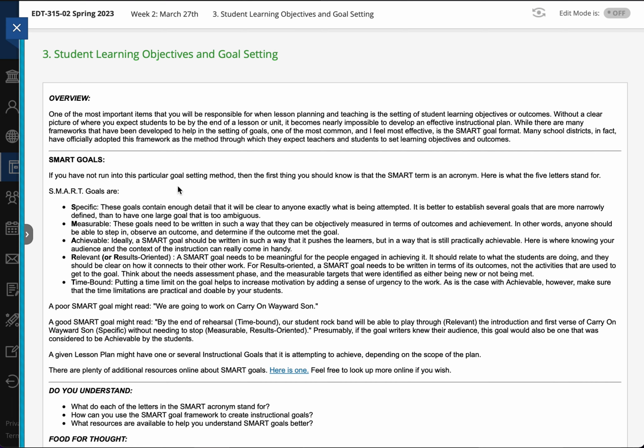In terms of instructional goals, there are a couple of frameworks out there that are useful. By far, the best one I have found, and I use it all the time, is the SMART goal format. If you are not familiar with it, there's a brief introduction to it here, along with a link to a website. A lot of school districts are explicit in saying that all of your instructional goals need to be written as SMART goals. So even if it's not something you've used before, it's a great thing to become aware of and to add into your toolbox.